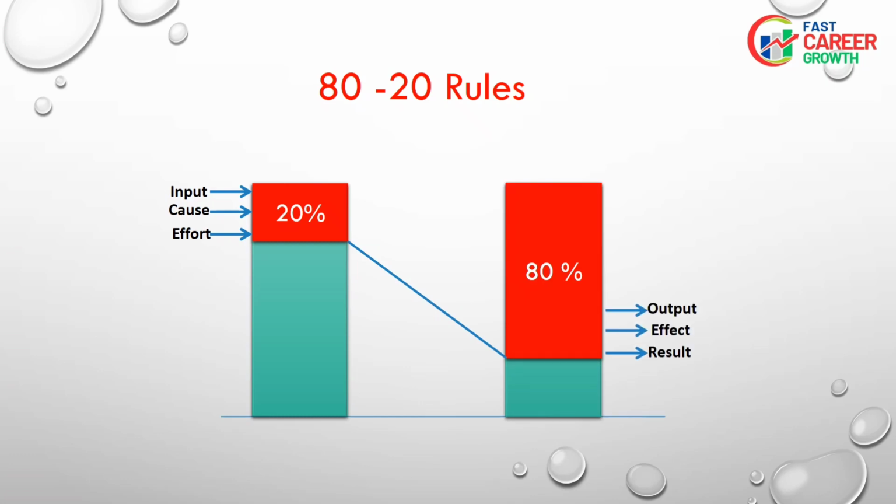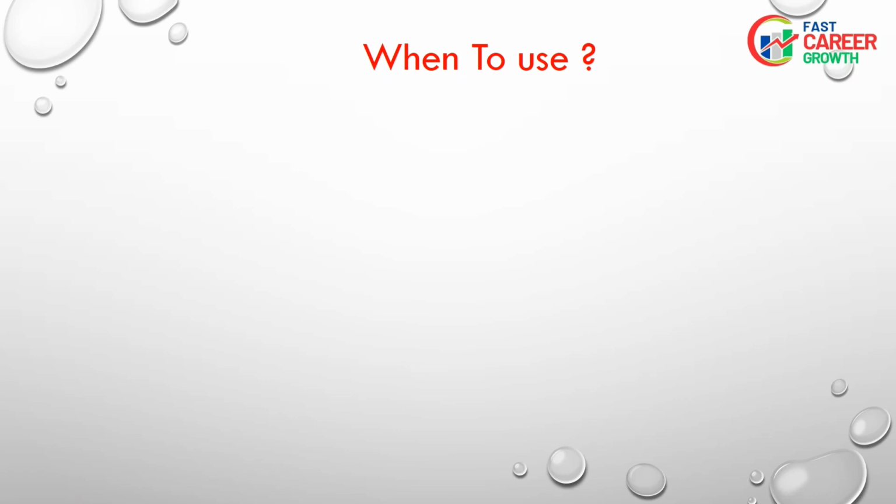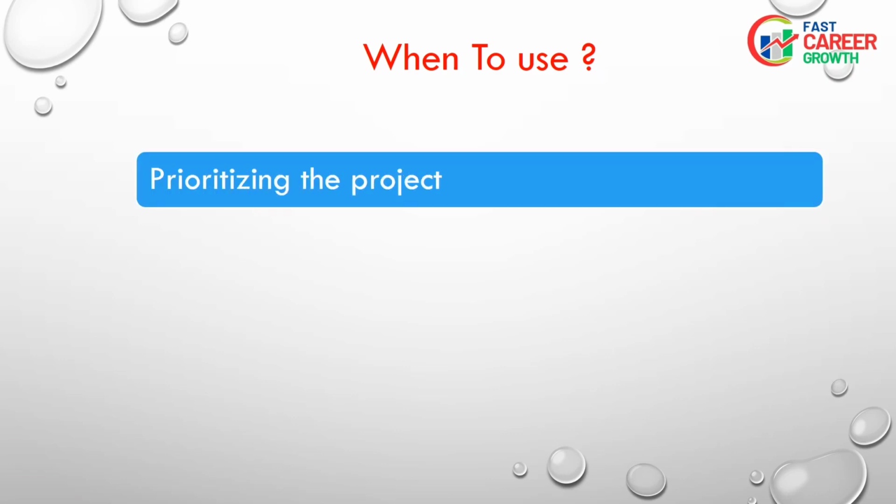Next, when to use a Pareto diagram. It is commonly used in various situations where you need to prioritize and understand the significance of different factors or issues. Here's an elaboration on when to use a Pareto diagram. Next, prioritizing the project for improvement. When you have multiple projects or areas in your organization that require improvement, a Pareto diagram can help you identify which project or area should be tackled first.